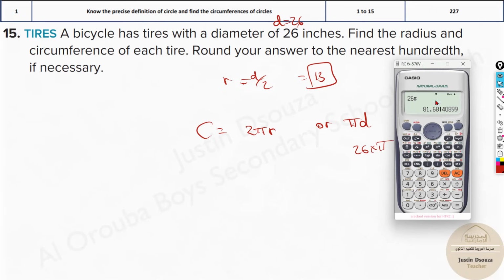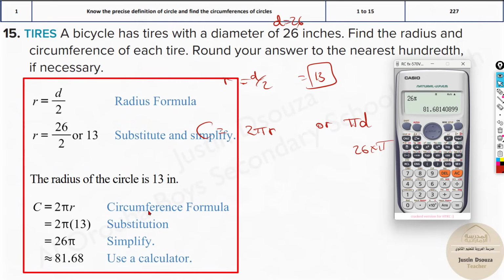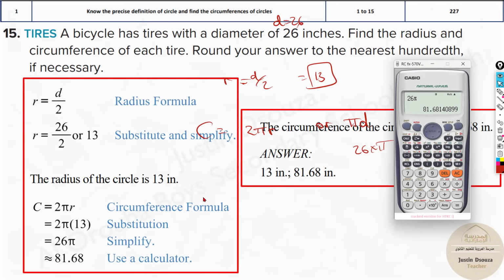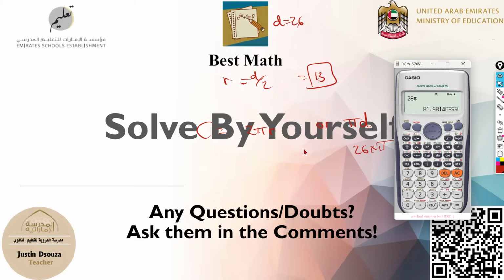And now nearest 100. 100 has two zeros, isn't it? So two decimal points, 68. So you should write 81.68. That's the answer.